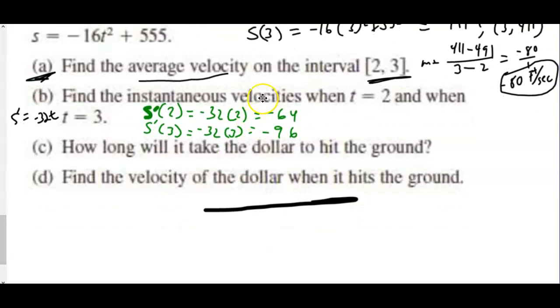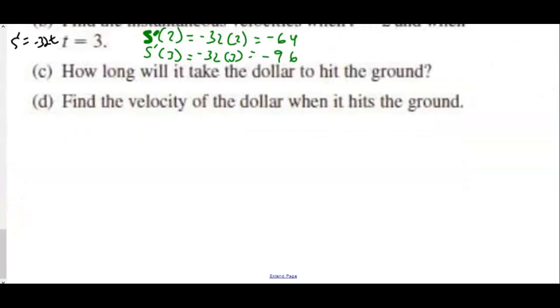Part C says, how long will it take for the silver dollar to hit the ground? Well, think about it. Part C, H has to be 0. The height has to be 0.